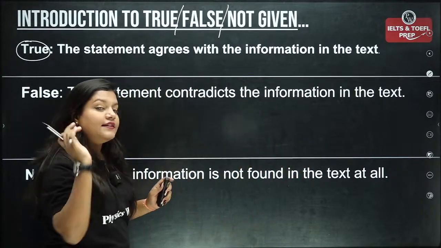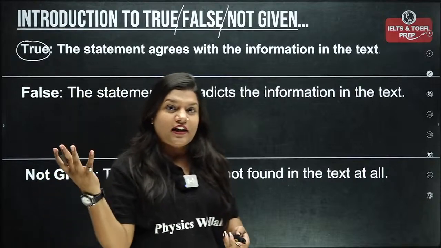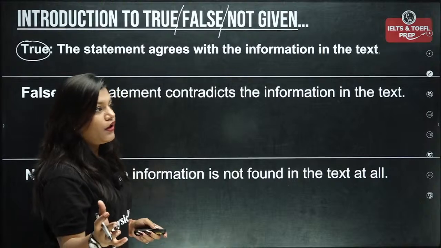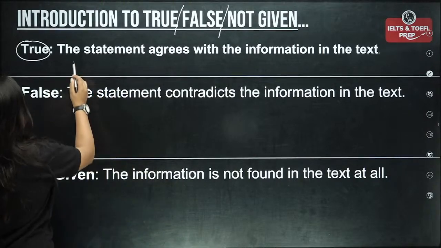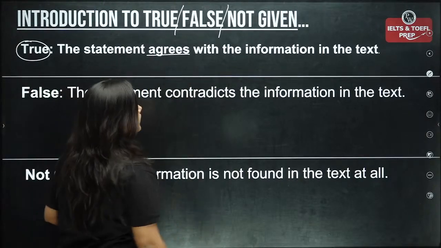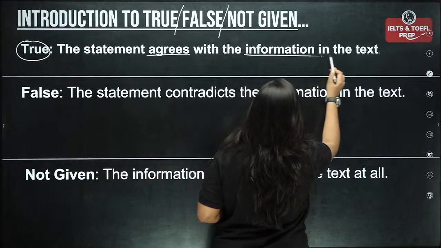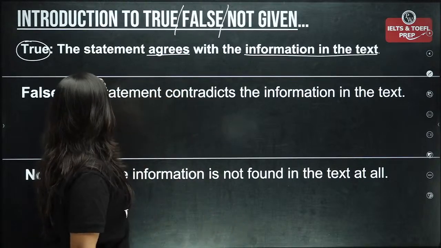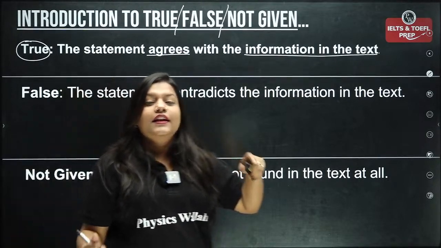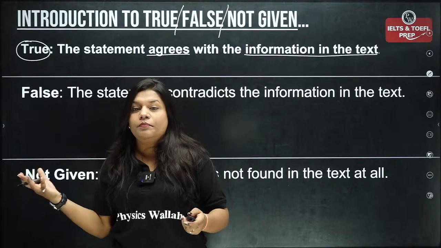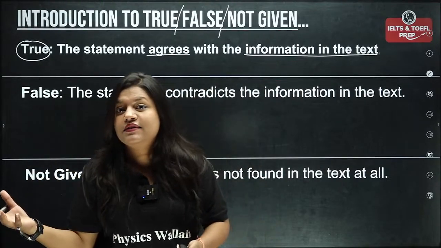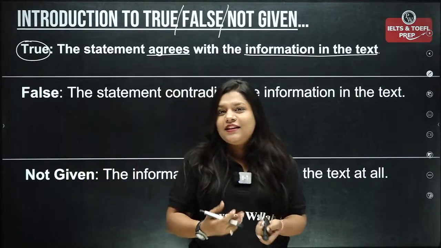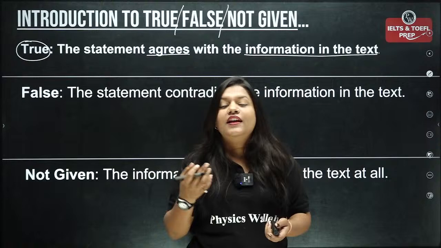Now let's understand when we are going to decide whether the statement is true or false, and what are the exceptions that we are going to encounter over here. Let's have a quick look. The statement agrees with the information in the text. Here I would like to add something: this is true, false, not given, and there is one more question type, which is yes, no, not given. These both might seem very similar to you, but they are way too different.